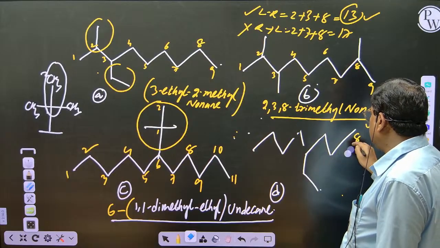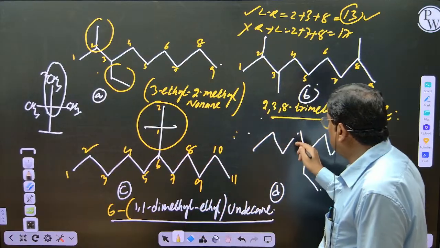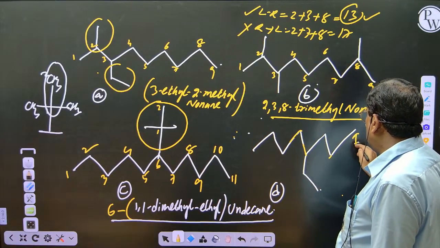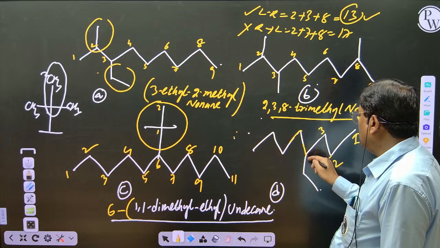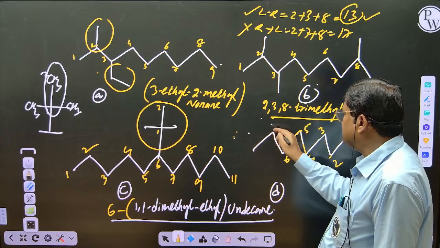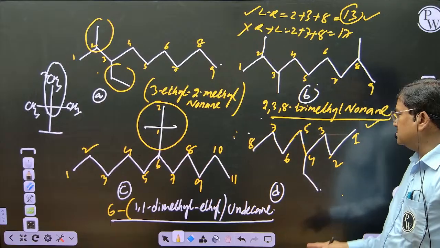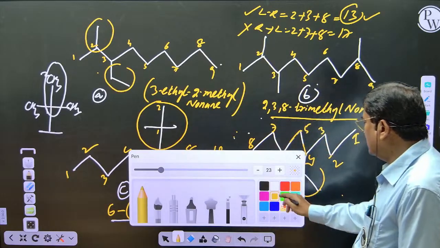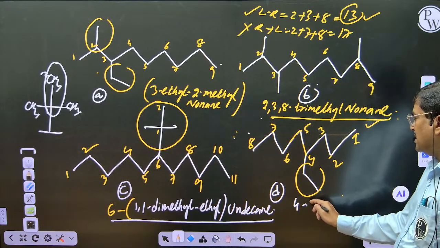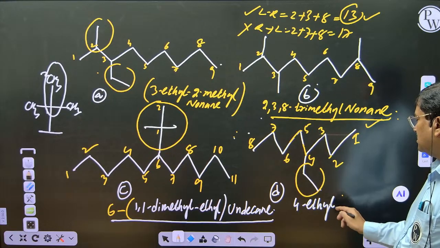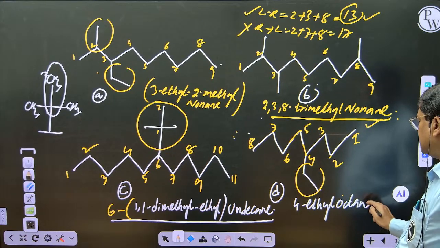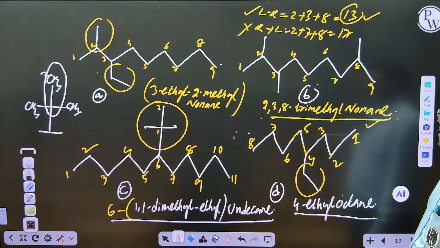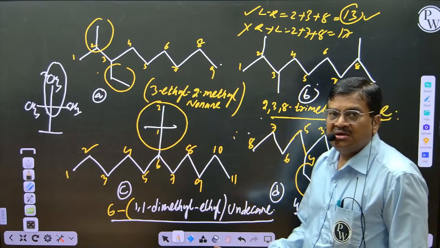Are you getting the idea of what I'm saying? Instead of numbering from left to right, I have to give numbering from here, no? 1, 2, 3, 4, 5, 6, 7, 8. Correct? Now this group is what, students? Ethyl. Where is it located? 4. Right? 4 ethyl. What is the word root? Oct. Word root followed by suffix. 4-ethyloctane. Understood, students? This is nomenclature of alkanes.